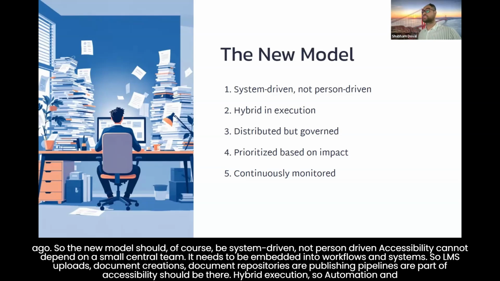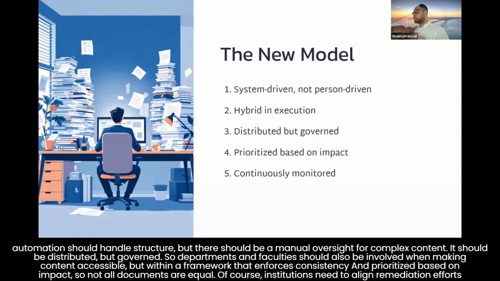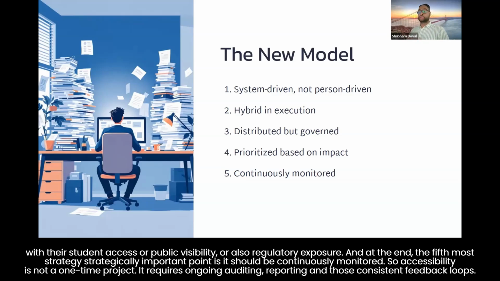A part of accessibility should be there. Hybrid in execution: automation should handle structure, but there should be manual oversight for complex content. It should be distributed but governed. Departments and faculties should also be involved when making content accessible, but within a framework that enforces consistency. And prioritized based on impact, so not all documents are equal. Of course, institutions need to align remediation efforts with student access, public visibility, or regulatory exposure.